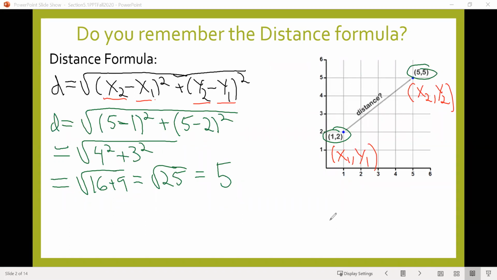Now, because that represents a distance, we also need to put units on it. In this case, because we were not actually given units, and we're not told that these values represent meters or inches or feet, we'll just call this 5 units.